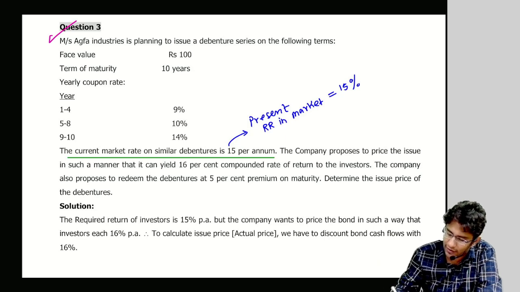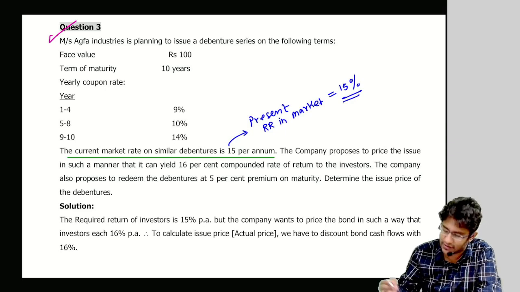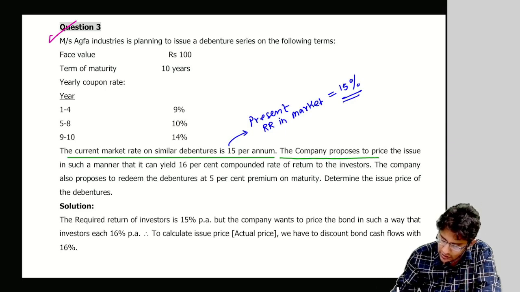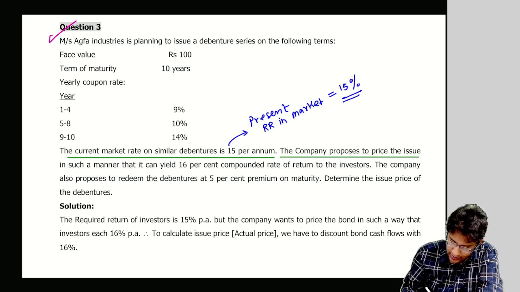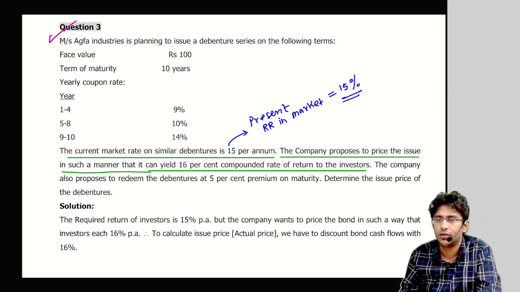And the investor also will get how much return? 15%. Correct? But you see this generous company. The company proposes to price the issue in such a manner that it can yield 16% rate of return to the investors. What is the meaning of that?